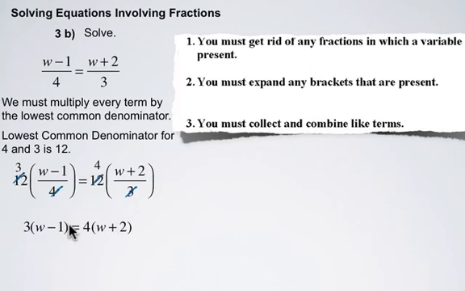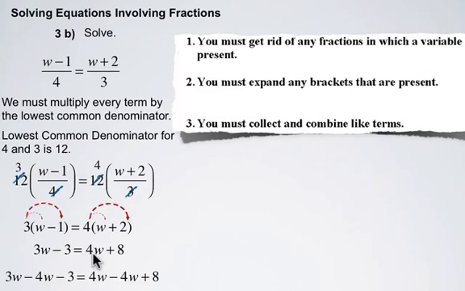plus 2). And so now what we do is expand the brackets, and we multiply 3 times w and 3 times negative 1 on the left hand side, and on the right hand side we're going to do 4 times w and 4 times positive 2. When we do that, we end up with 3w minus 3, and watch your signs, 3 times negative 1, and this is equal to 4w plus 8.